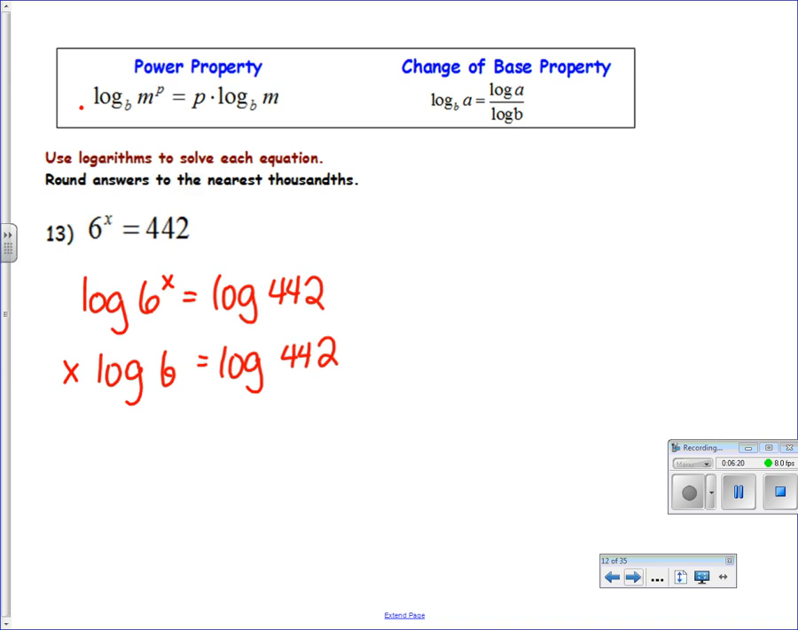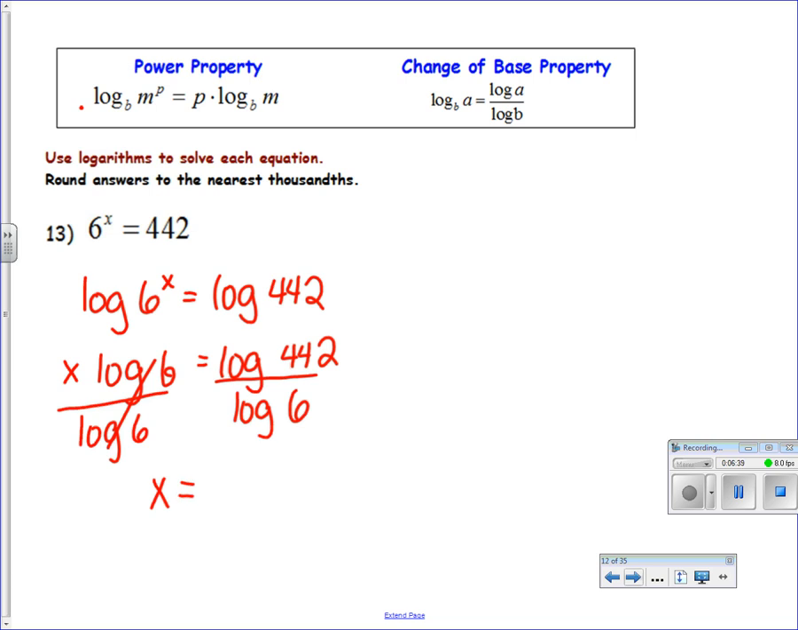All right. The x and the log of 6 are doing what to each other? So we're going to divide it, right? We're having multiplication, so now we're going to divide. And so then I got x equals, and then now I just calculate.